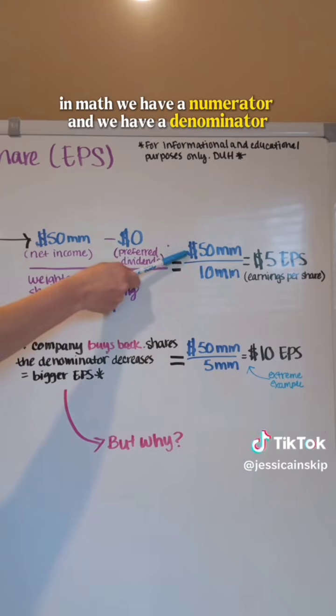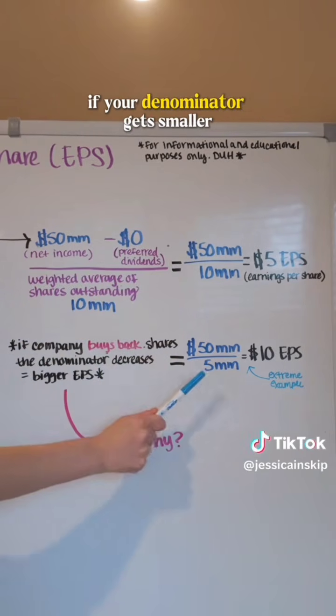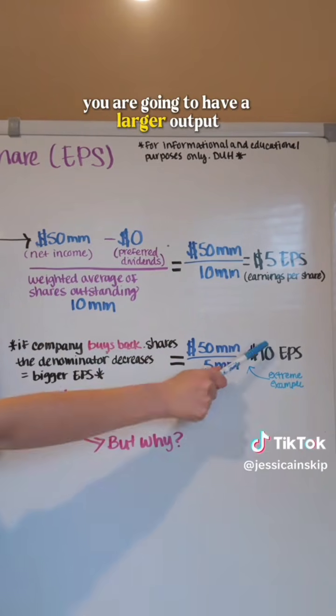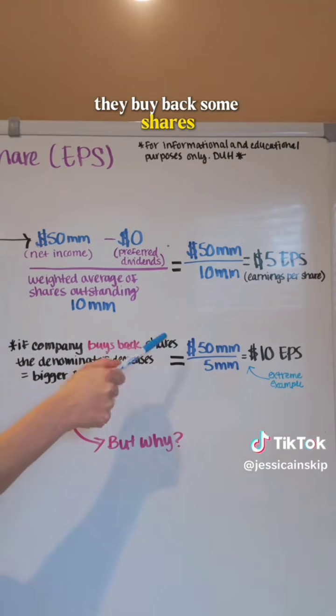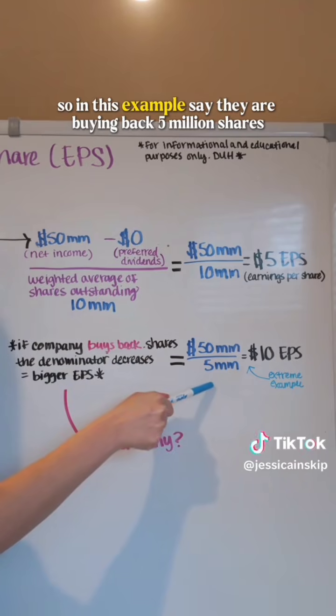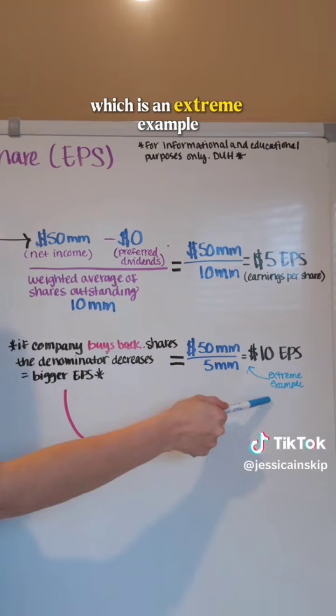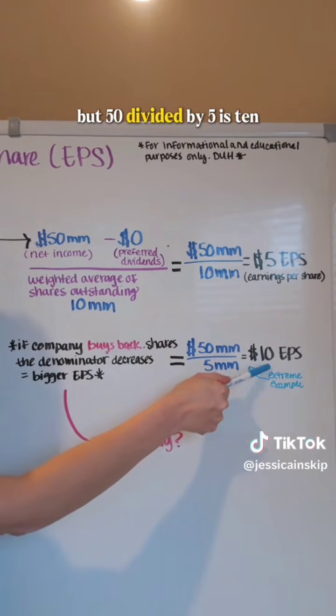A company announces buybacks and all of a sudden the stock skyrockets. In math, we have a numerator and we have a denominator. If your denominator gets smaller, you are going to have a larger output. So if a company announces buybacks, they buy back some shares, you're going to have a lower denominator. So in this example, say they are buying back 5 million shares, which is an extreme example. Again, easy math, but 50 divided by 5 is 10 EPS.